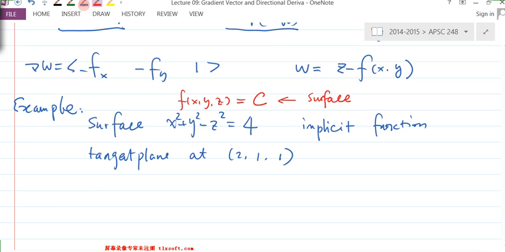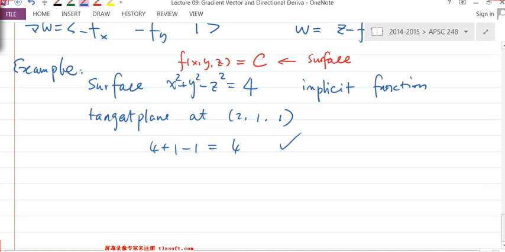So now, what will be a tangent plane for this surface at this point? Your first step is to check whether this point is on the surface or not. That's very easy to verify. You plug this point into the left side. What do you get? You get 4 plus 1 minus 1 equal to 4. So that's a check. That point is on that level surface.